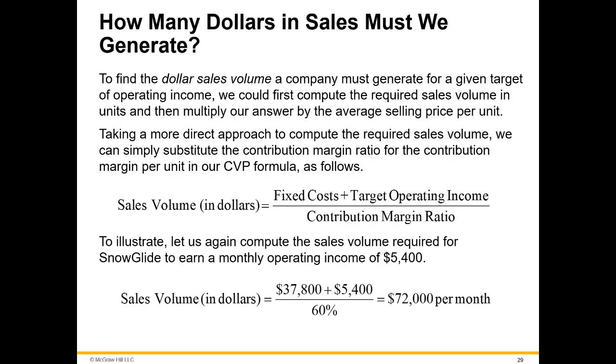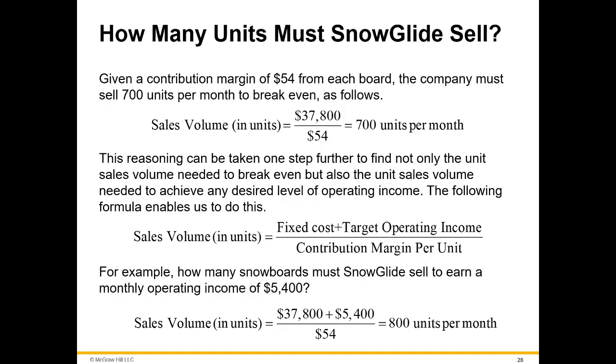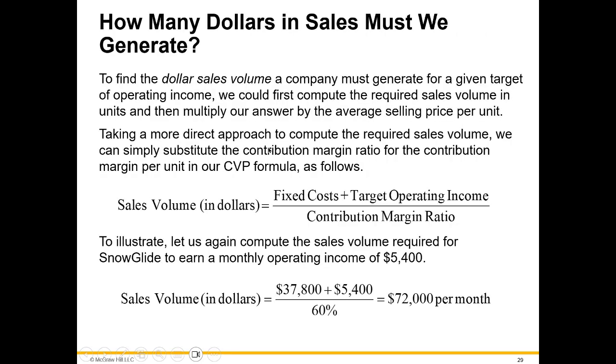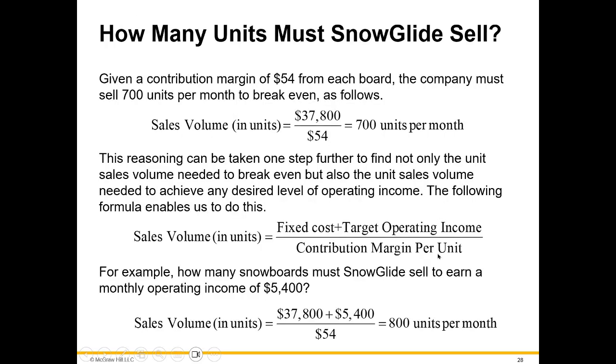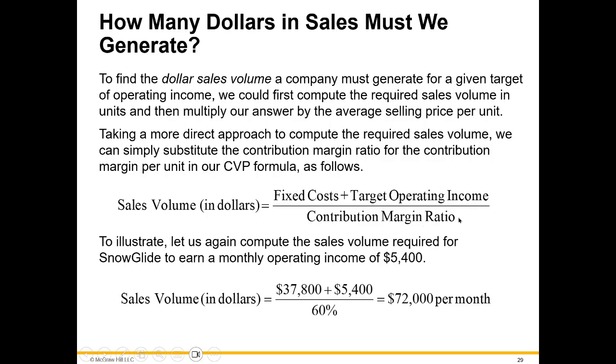All right. How many dollars in sales? So notice this was in units. And now we're going to do it in terms of dollars. Instead of using the contribution margin per unit, we're going to use the contribution margin ratio, which we determined was 60%. So again, here's my fixed cost, $37,800. Here's my target operating income of $5,400. I'm going to take all that, divide by 60%, and say I need to have sales volume of 72,000. Okay, so I can see that there.